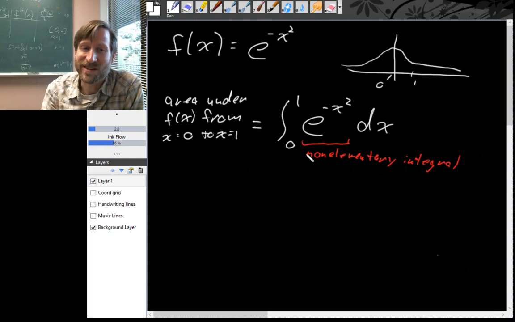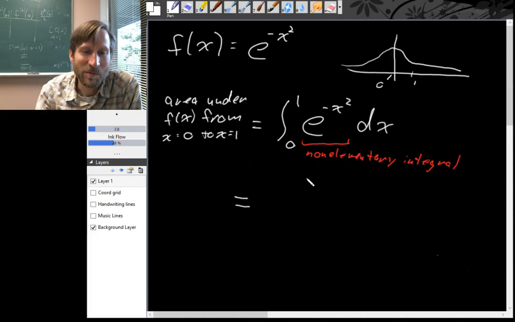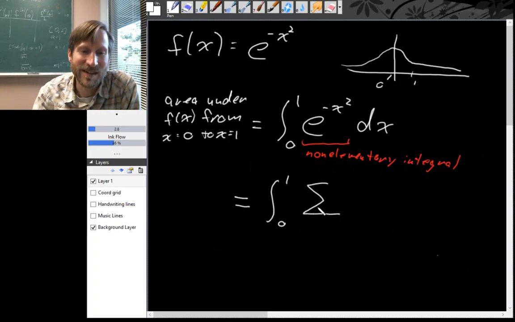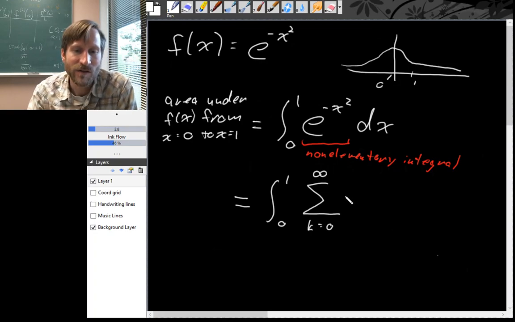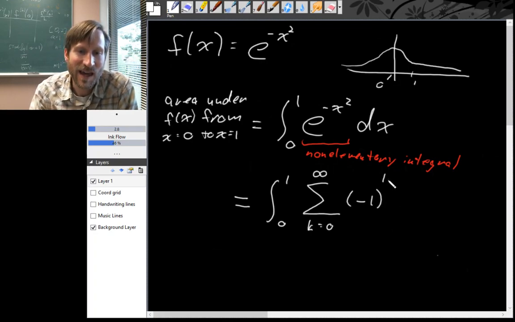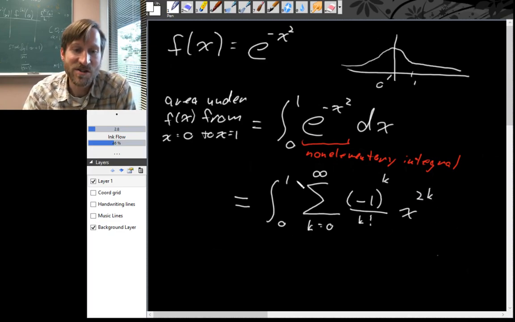But now that we have Taylor series, there is a better way to go about approximating this integral. Since there's an exponential in here, you might think, well, why don't we replace e to the minus x squared with its Taylor series? And that would be an excellent idea. So the Taylor series for e to the minus x squared is the sum from k equals 0 to infinity of minus 1 to the k over k factorial times x to the 2k.